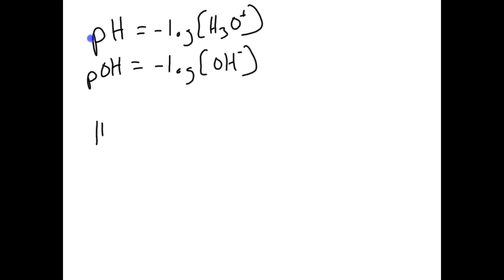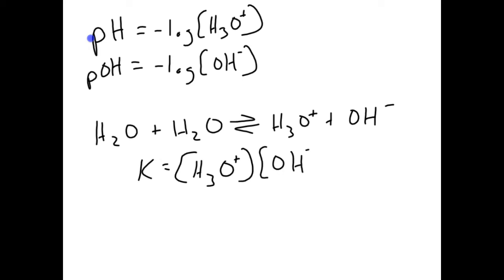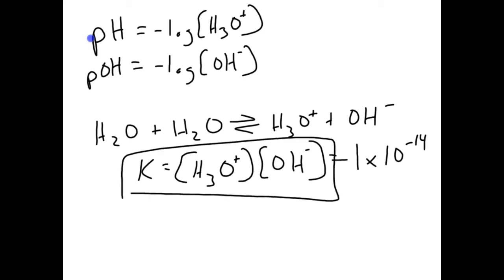We need to know that, based upon the autoionization of water, which is this, K is equal to the concentration of H3O plus times the concentration of OH minus, which we said was equal to 1 times 10 to the negative 14th. This is the important part to know: all of this is equal to that. And we can derive from that, as we talked about in class, that pH plus pOH is equal to 14. Those four equations can pretty much solve almost everything.